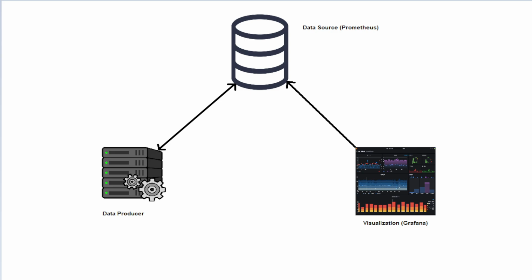Next is the data source, which is connected to the data producer and stores its data. For our guide, we will use Prometheus. It will pull data and store it from the data producer. The Grafana server is the front end that visualizes the data. And in order to get the data, Grafana queries the data from the data source and displays it in Grafana's dashboard.